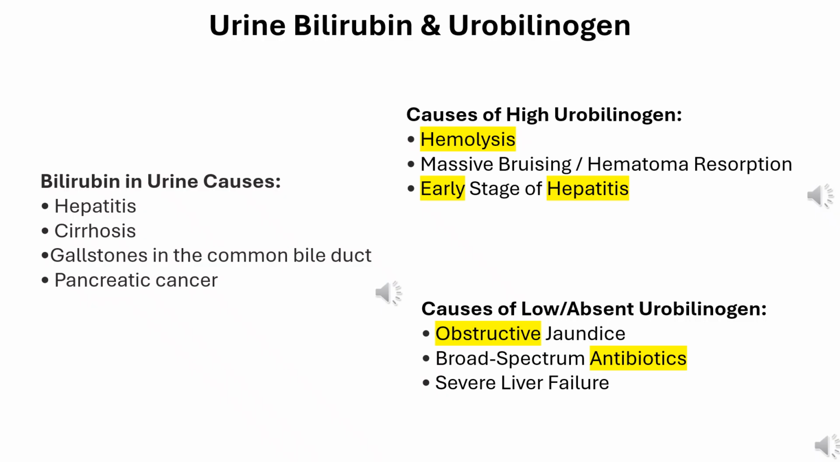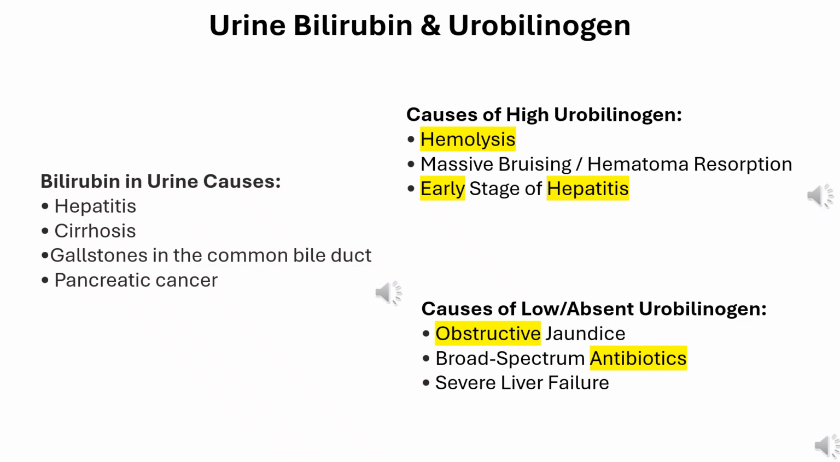If the bile ducts are blocked by a gallstone, tumor, or stricture (cholestasis), conjugated bilirubin cannot flow into the intestine. It backs up into the liver and spills into the bloodstream. If liver cells are damaged (hepatitis, cirrhosis), they cannot process bilirubin properly, and conjugated bilirubin leaks from the cells back into the blood. Conjugated bilirubin is water-soluble.